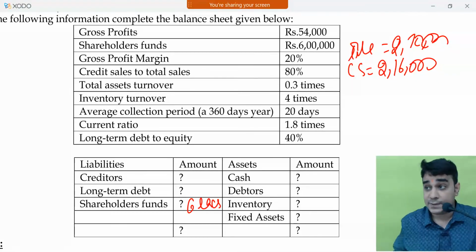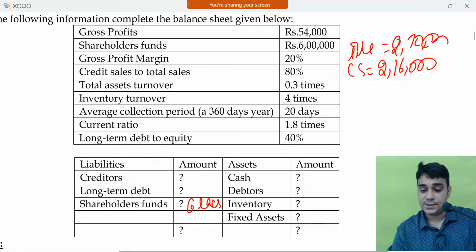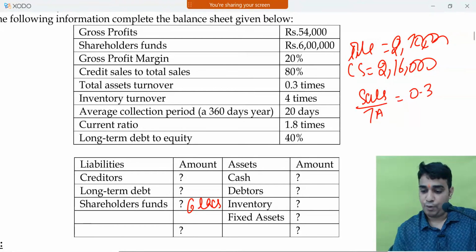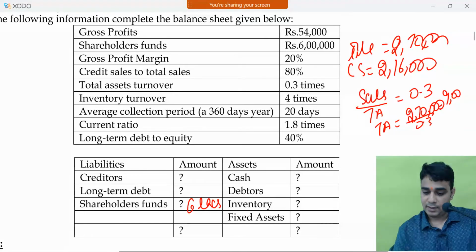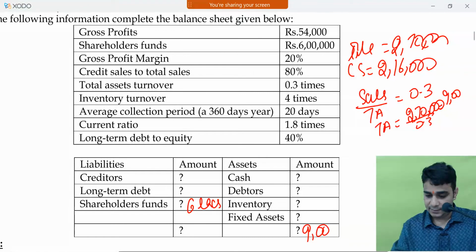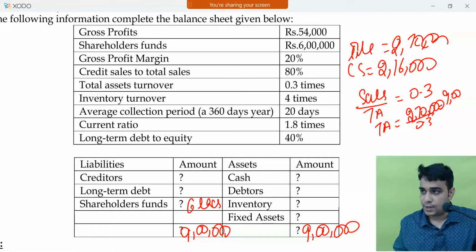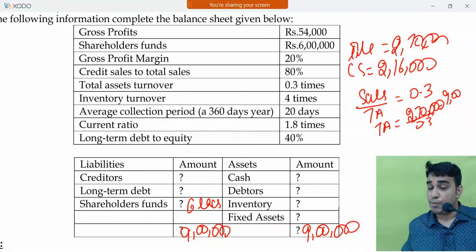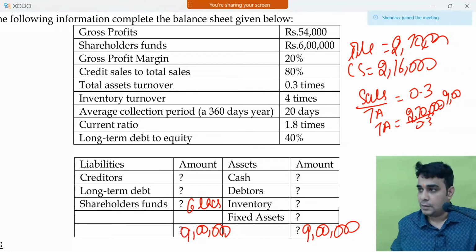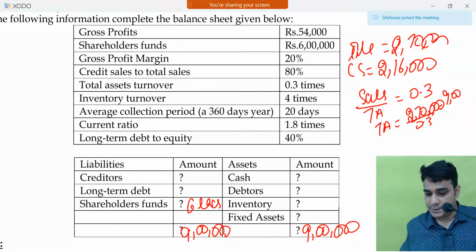Total asset turnover is 0.3, which is sales by total assets is 0.3. So total assets is equal to sales, 2,70,000, by 0.3, which is 9 lakh. I'm going to write 9 lakh this side as well, because assets total is equal to liabilities total. So both sides I'm writing 9 lakh rupees.